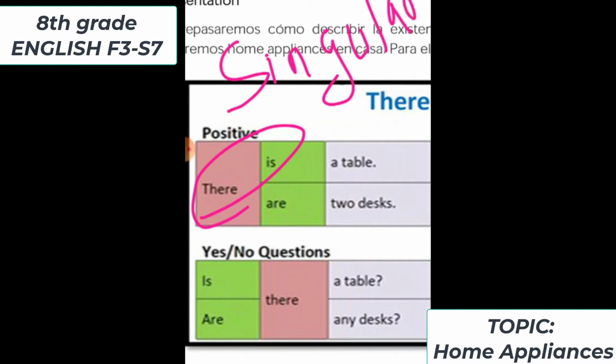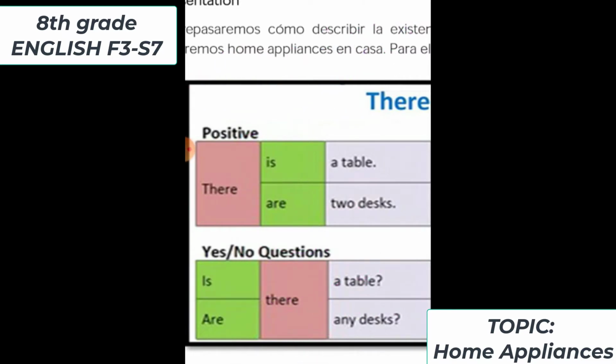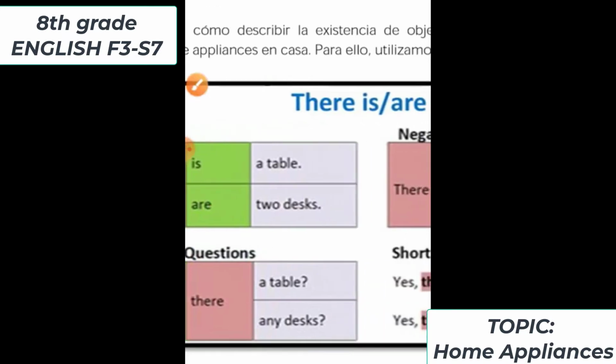And there are is for plural, cuando hay más de uno, yes? When you have more than one. Remember, there is for singular, cuando solo hay uno. And there are es cuando ya hay más de uno. More than one is plural. So, for example, you get there is a table in my house, and there are 2 desks in my house, okay?